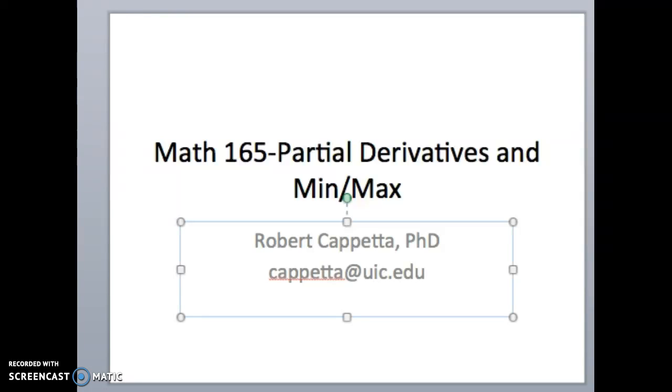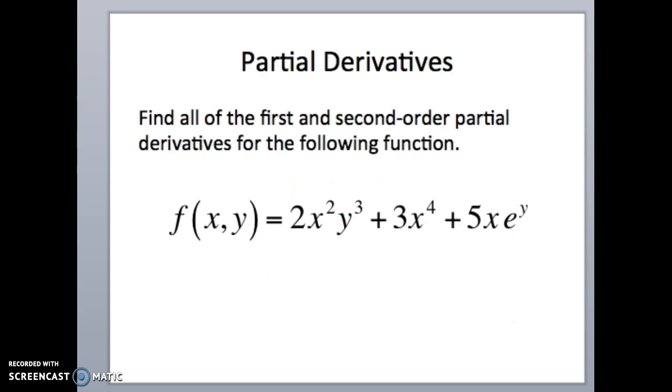This is Bob Capetta from the University of Illinois at Chicago, and this lesson is on partial derivatives and min-max problems. So our first example is to find all of the first and second order partial derivatives for this function. F of x y is 2x squared y cubed plus 3x to the fourth plus 5x e to the y.